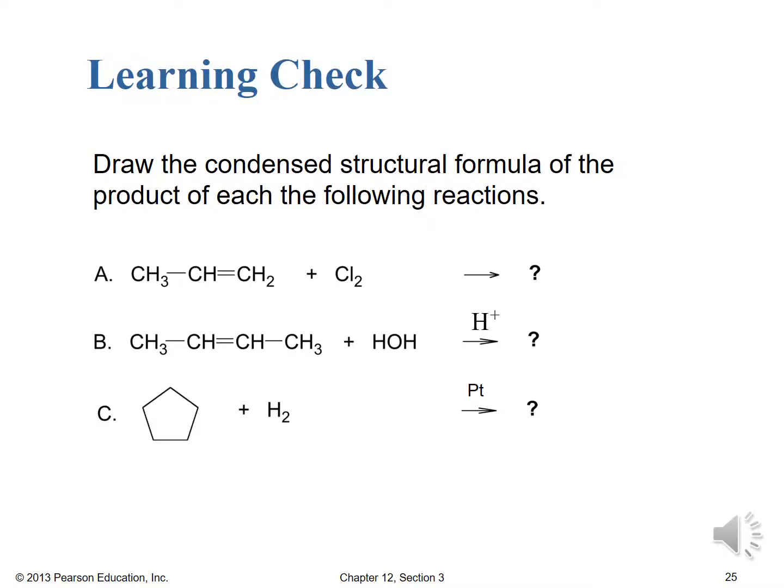Okay, so since we talked about 4 different kinds of addition reactions in this chapter, we should probably have at least one more learning check before we leave this lecture. In this learning check, you're asked to draw the condensed structural formula, or in the last case, the skeletal structure of the product of each of the following reactions. So go ahead and determine what the products for A, B, and C should look like. Draw those in. Pause the video while you do that, and then once you're ready to check your work, start us back up and we'll see how you did.